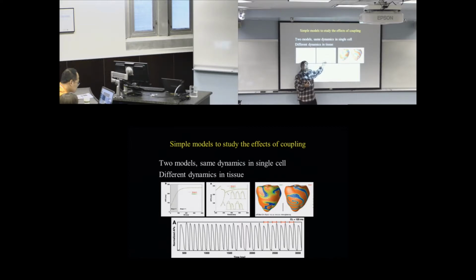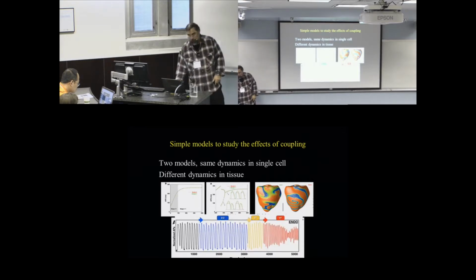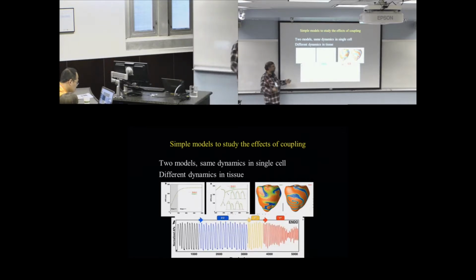So in this case, the 2 models in single cell have the same dynamics, but in space, one is stable and the other one produces breakup, just by pure coupling. So one enhances alternans and the other one suppresses alternans and leaves a stable spiral wave. And again, we're going to see through the whole workshop that alternans is a mechanism that produces breakup. So when you pace fast, you go from 1-to-1 to 2-to-2, and eventually it goes into VT and VF.